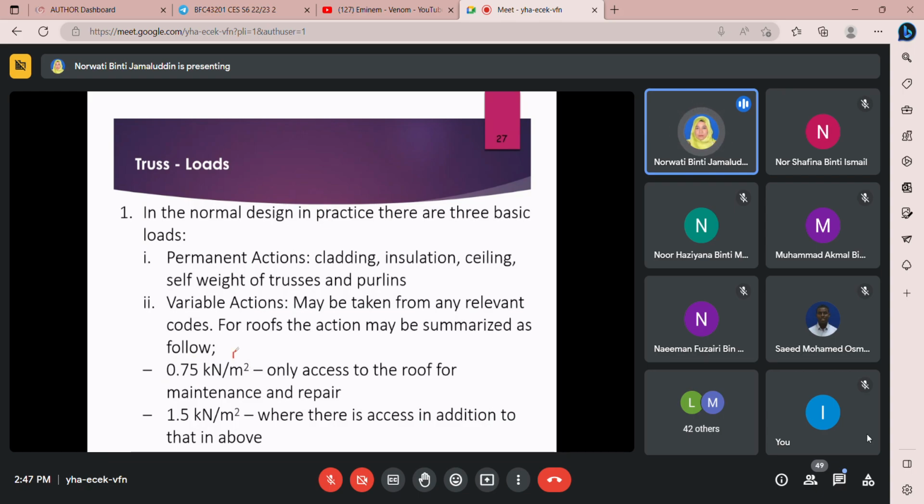These loads are for a roof truss that can only be accessed for maintenance and repair. If the truss has additional access, more access than the above, you have to opt for the value of 1.5 kilonewton per meter squared, which is much bigger.